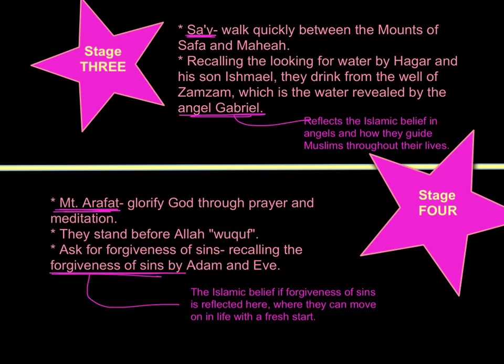The fourth stage refers to the Mount Arafat. They glorify God through prayer and meditation. They stand before Allah, ask for forgiveness of sins, and in doing so, recall the forgiveness of sins by Adam and Eve. The Islamic belief of forgiveness of sins is reflected here, where they can move on with life in a fresh start.